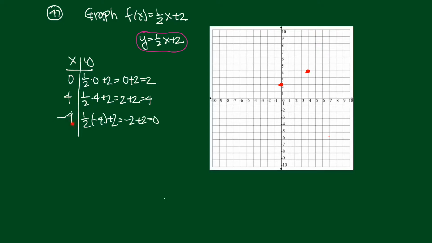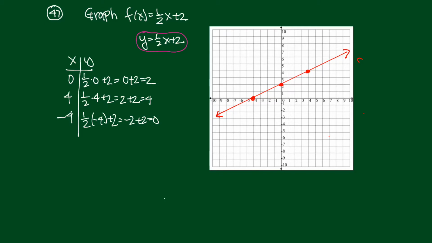So I'm going to go to the left 4, start at the origin, go to the left 4, no up or down, no vertical movement. So over here, start at the origin, go to the left 4, and no up or down, right there on the x-axis. Okay, and as best we can, I'm going to pass a straight line through those 3 points, and that's going to be my line 1/2 x plus 2.